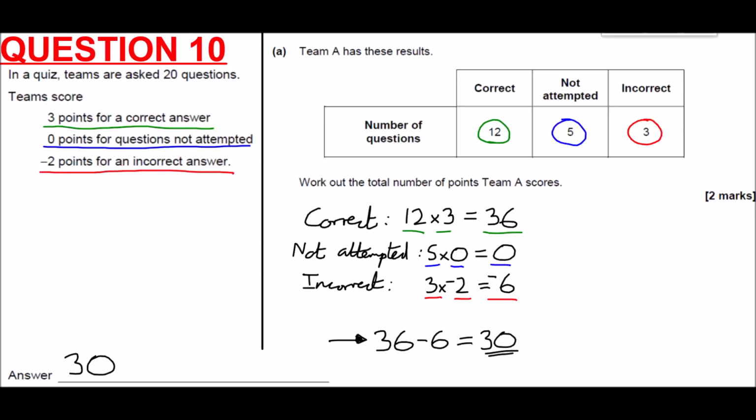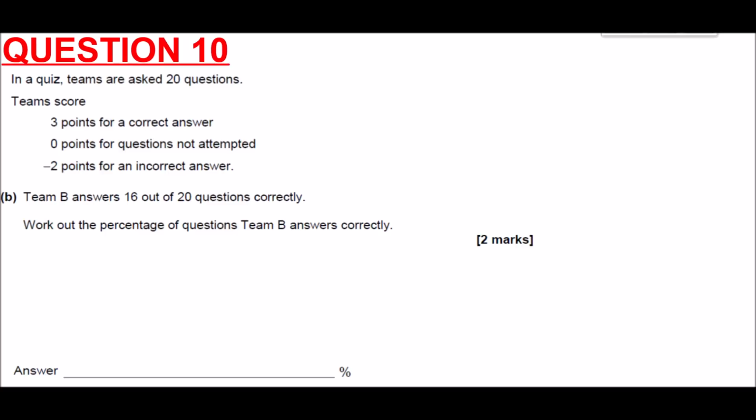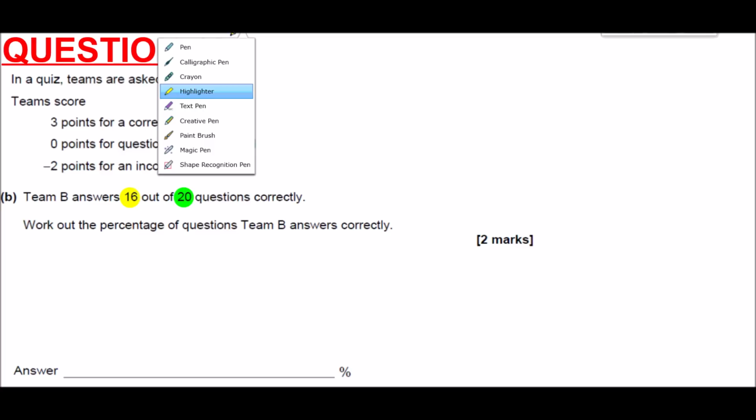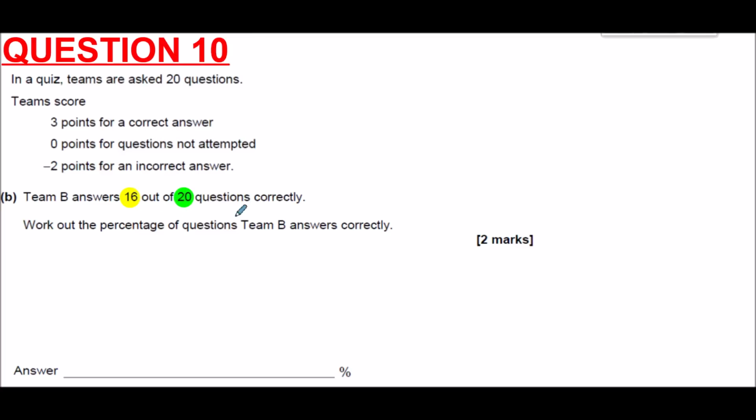Part B. Got the same quiz, and now a different team. So Team B answers 16 out of 20 questions correctly. And we need to work this out as a percentage. So 16 out of 20, how we read it is how we put it into the fraction. So 16 is mentioned first. The number that comes after the "of" is 20. Whatever comes after "of" or "out of" goes on the bottom of the fraction.